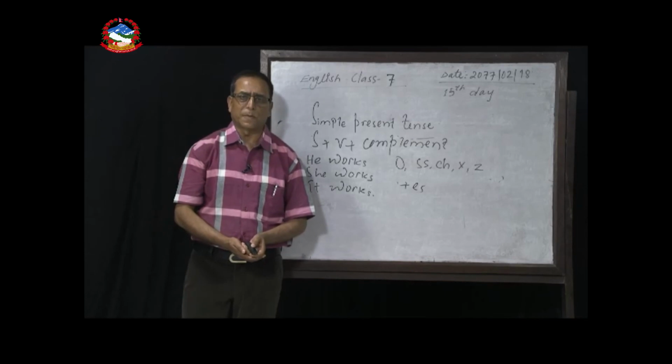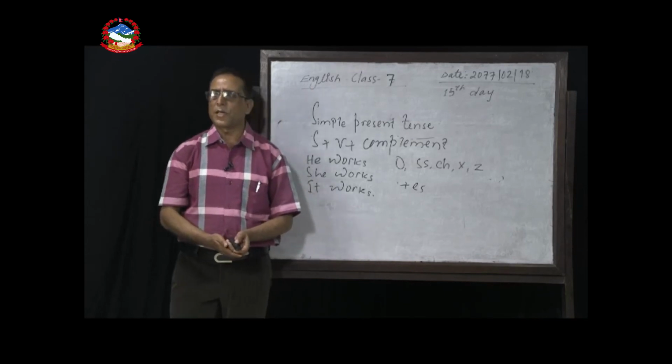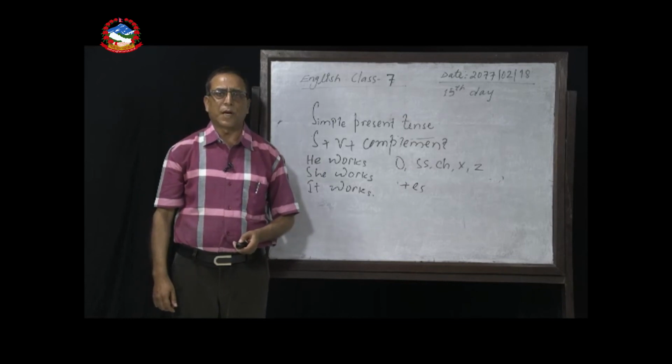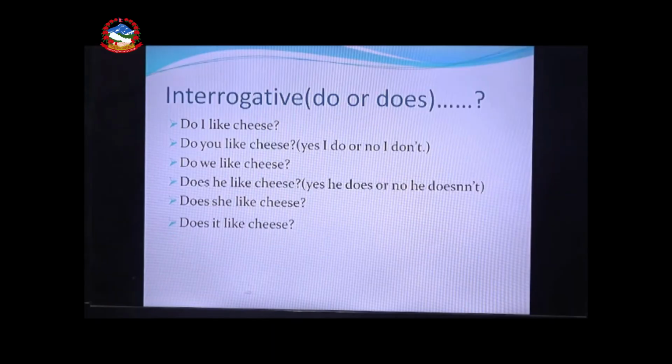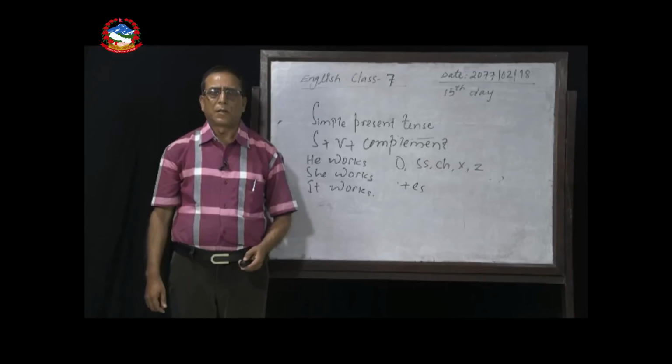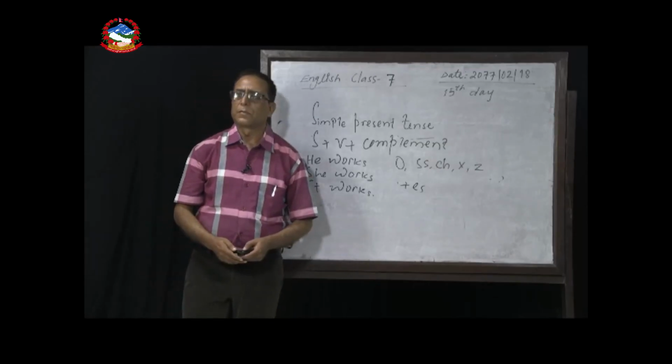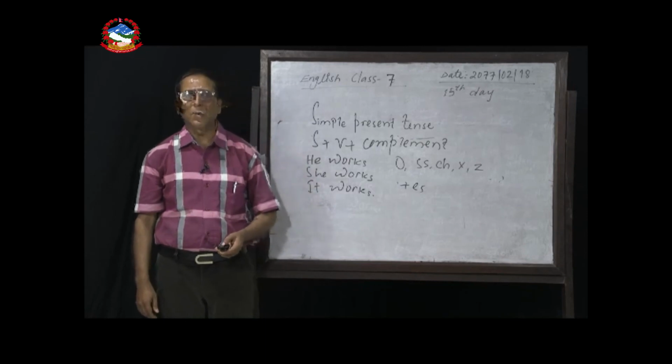for making interrogation. For example, do I like cheese? Do you like cheese? In response, you might say, yes, I do, or no, I don't. Do we like cheese? Does he like cheese? Yes, he does, or no, he doesn't. The response will come here. Does he like cheese? And does it like cheese? It is the example of simple present tense in interrogative sentences.